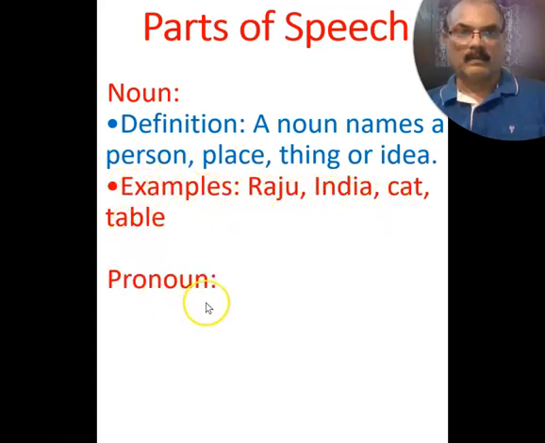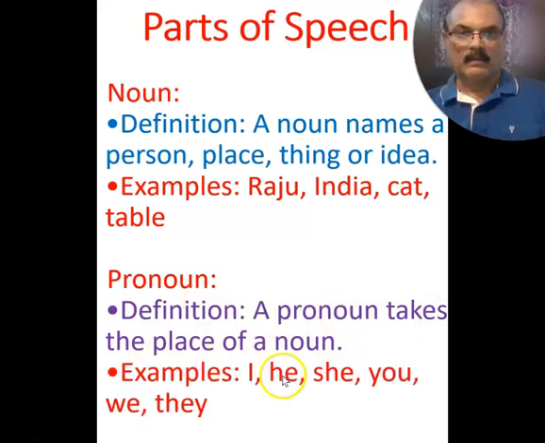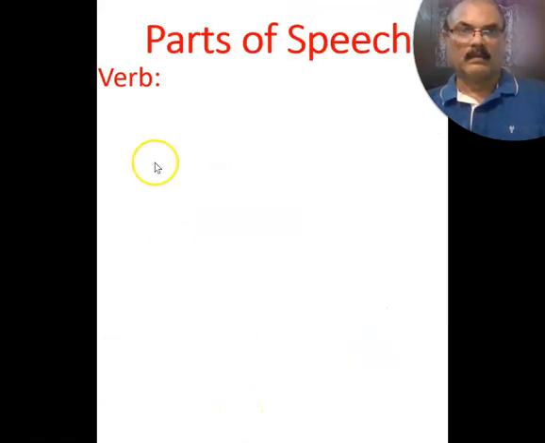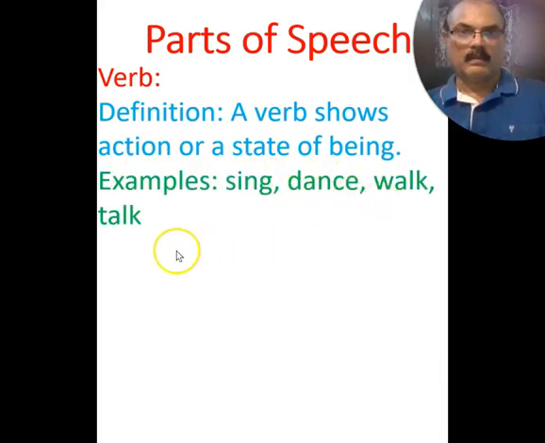Pronoun. Definition. A pronoun takes the place of a noun. Examples: I, he, she, you, we, they. Verb. Definition. A verb shows action or a state of being. Examples: sing, dance, walk, talk.